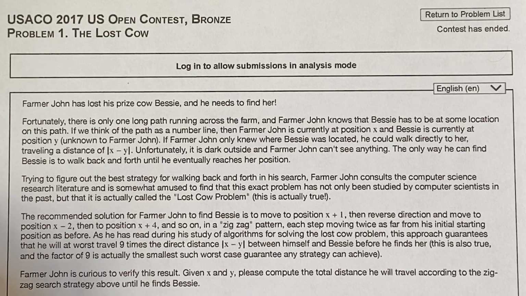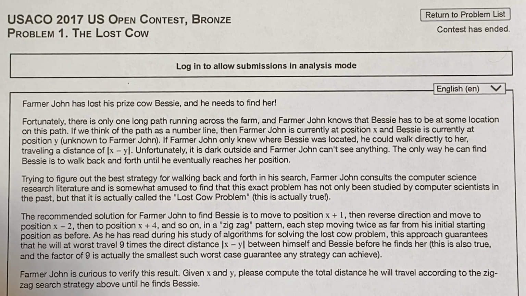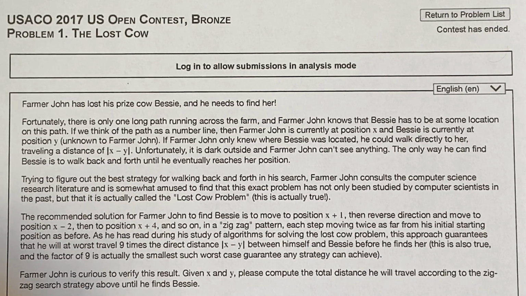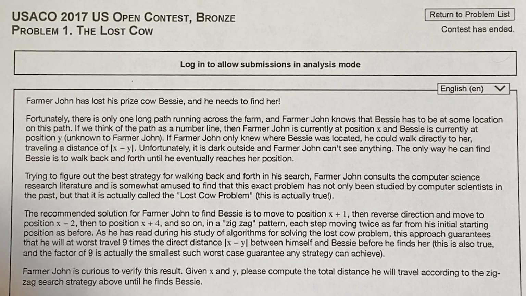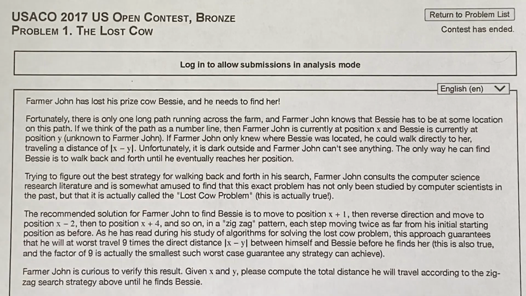If Farmer John only knew where Bessie was located, he could walk directly to her, traveling a distance of absolute value of X minus Y. Unfortunately, it is dark outside and Farmer John can't see anything. The only way he can find Bessie is to walk back and forth until he eventually reaches her position. Trying to figure out the best strategy, Farmer John consults the computer science research literature and is somewhat amused to find that this exact problem has not only been studied by computer scientists in the past, but that it is actually called the lost cow problem.